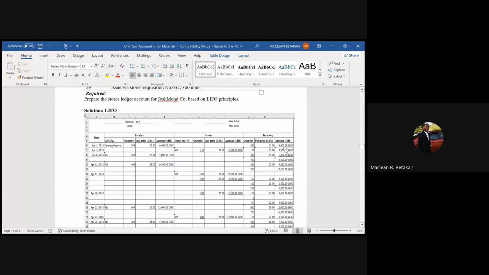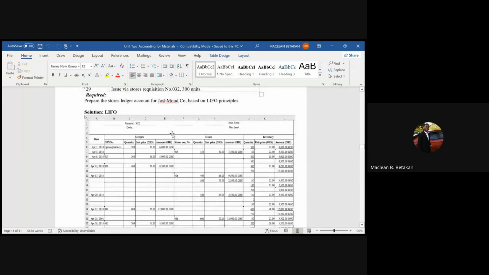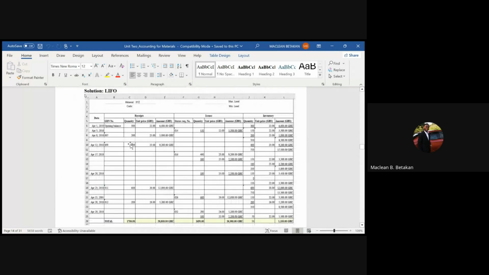And then you add the 5,000 to 3,300, you get 8,300 cedis. Our next transaction was on the 12th. We are receiving 400 units at 23 cedis. So at the receipt side, we have 400 units, 23 cedis. That is 9,200. And we will send the same thing to the balance, 400 units, 23 cedis per unit, and then 9,200.